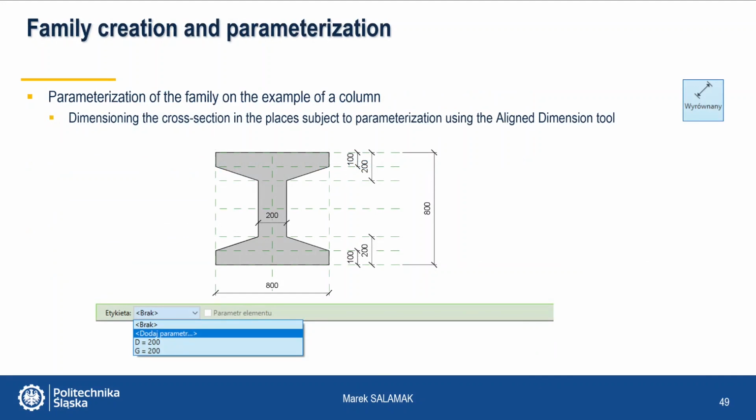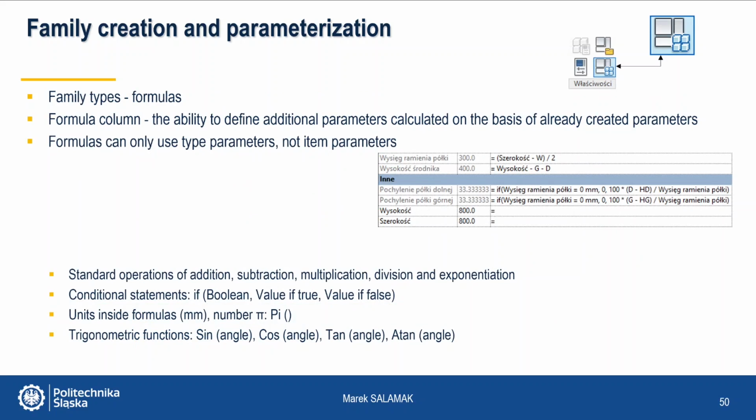In the case of non-systemic families, we use the family editor, in which we define our own family by parameterizing its shape and dimensions. Here we have it shown on the example of a column cross-section. When creating families, we can use parameters determined by formulas that use different parameters in the calculations. Formulas can perform standard operations, conditional statements, functions, and various units.